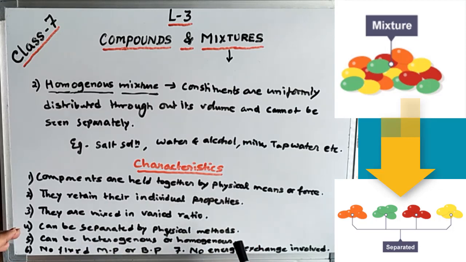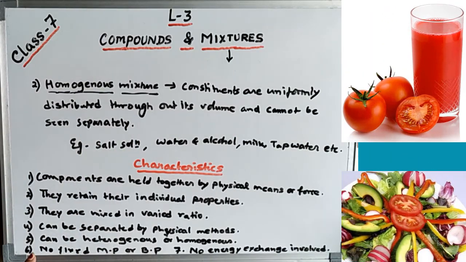Suppose the air contains nitrogen and oxygen. We can easily separate out the oxygen from the air by the fractional distillation method. That is also a physical method. Next, it can be heterogeneous or homogeneous. Obviously, mixtures are of 2 types, so it can be homogeneous or heterogeneous also. But in the case of a compound, we have seen it is always homogeneous.